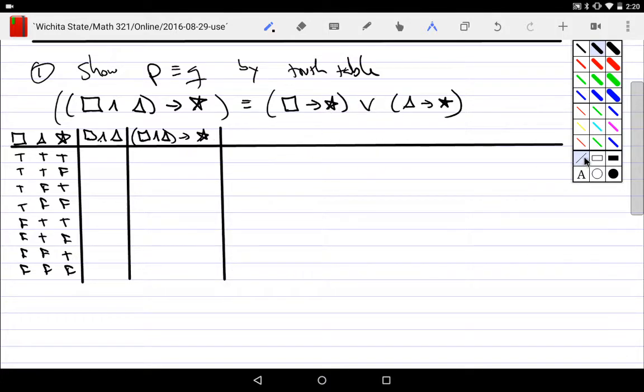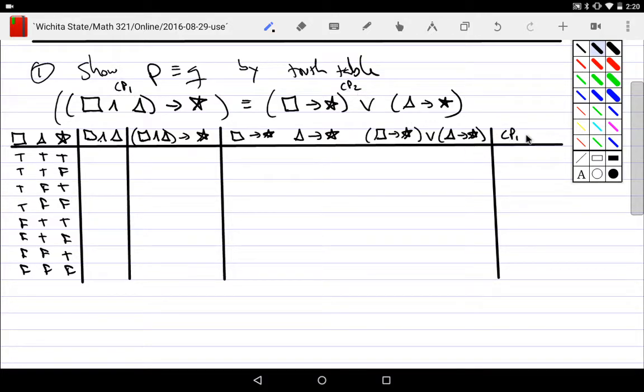And then to get to the right-hand side, we would have these two implications. What is square implies star? What is triangle implies star? And then finally, what is square implies star, disjunctive triangle implies star. I'm going to cheat since I ran out of room here. I'll call these compound proposition one and compound proposition two. So compound proposition one, biconditional with compound proposition two.